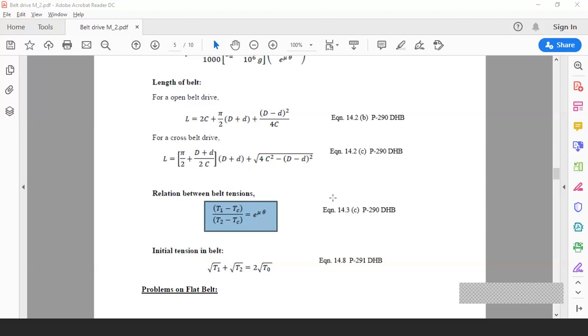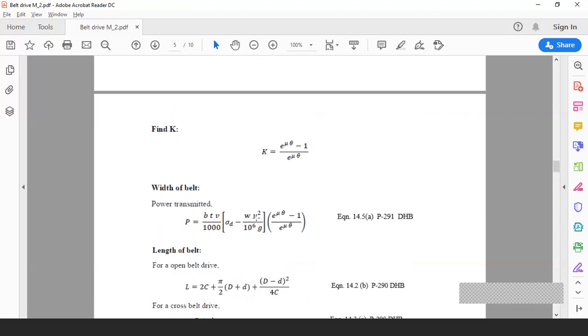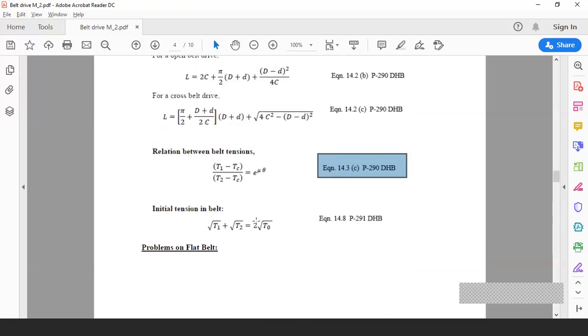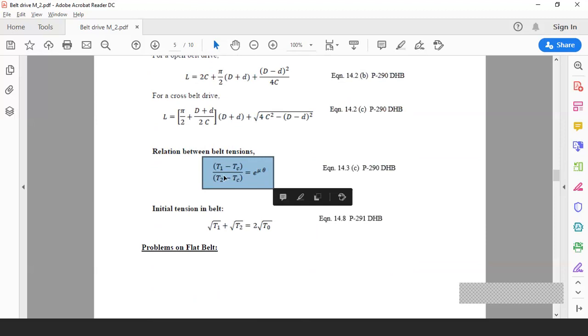So by using that equation, say 14.3c, page number 290, you have to calculate the value of e raised to mu theta. The Tc equation is already given here. That is available in equation number 14.3b. So just refer to it and get that equation value, and also you have to substitute this equation to get the unknown parameters. And then the initial tension is T naught. So this is the last step that you have to carry out.